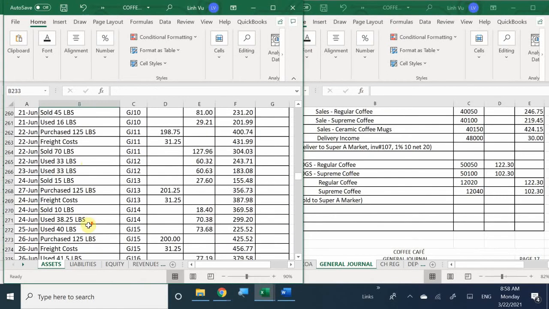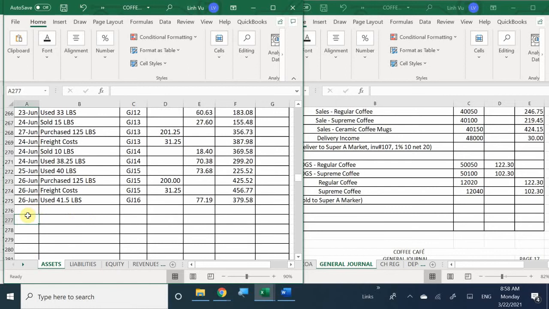Now for Supreme Coffee, we sold 55 pounds for 102.30. So what's my ending balance? 7728, which we know for sure is the amount we calculated in our inventory worksheet. All right, good. So what's next?